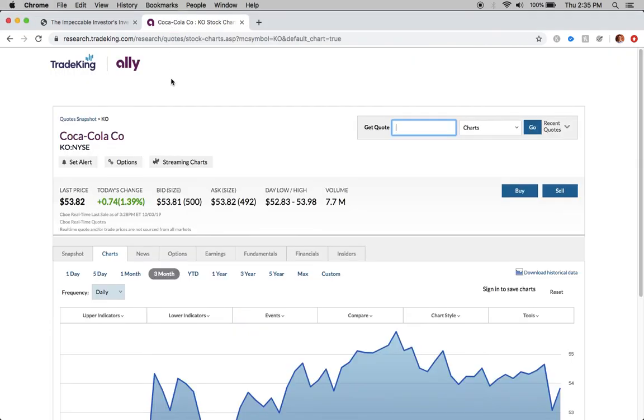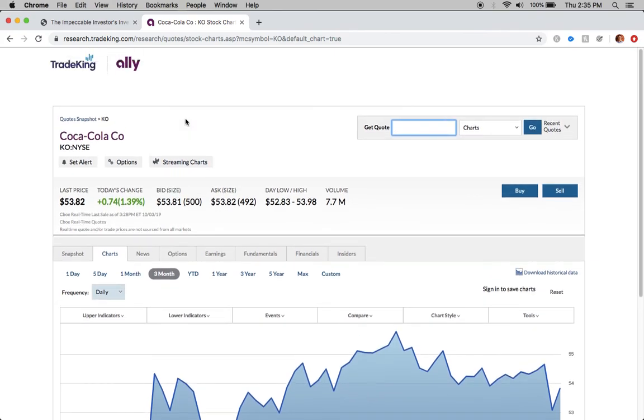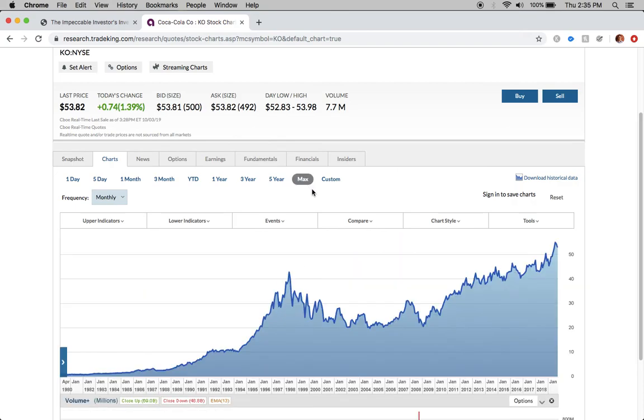If you go here, research.tradeking.com, you can view all the resources and statistics of every single stock you want by simply putting in the quote here. So the first thing we're going to do is go to the charts tab. We're going to go to the max. This is how you determine if it's in a long-term uptrend.